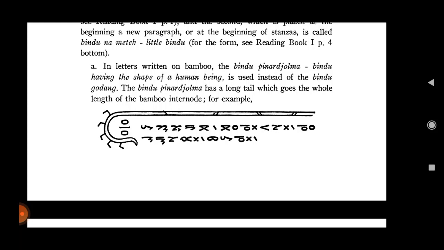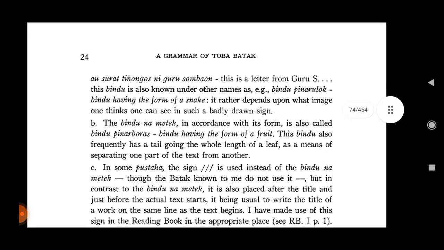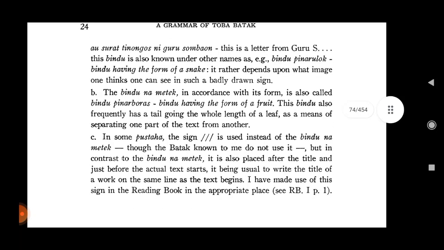In the letters written on bamboo, the bindu bintang joma bindu having the shape of a human being is used instead of the bindu godang. The bindu penak joma has a long tail which goes the whole length of the bamboo internot. For example, surat tinongos ni Guru Sombaon. This is a letter from Guru S.